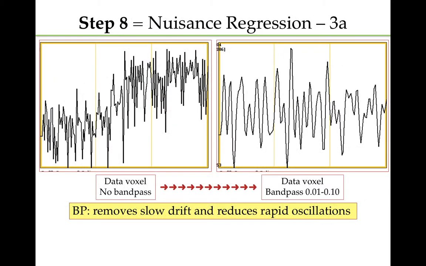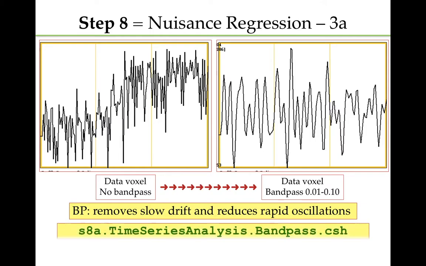But here's what happens if you do bandpassing. Here's a voxel on the left, real voxel data time series, and then if it gets bandpassed in this canonical range 0.01 to 0.1, then you see the result on the right. The bandpass removes that slow drift upwards, and it reduces these rapid fluctuations, but leaves the medium-sized fluctuations. And there's a script in the AFNI website that goes with this presentation, which shows you how to run a bandpass analysis like this on data.